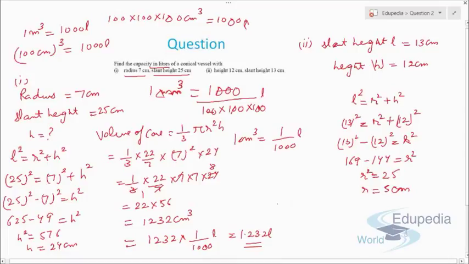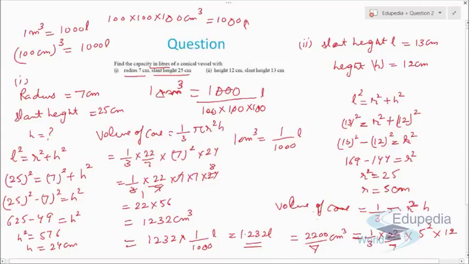Now we can use the formula to find the volume. So volume of cone will be equal to 1/3 pi R square H. So this will be 1/3 into 22/7 into 5 square into 12. So when you solve this, this will come out to be 2200/7 centimeter cube, right? Now if you want to convert into liters, you need to write this as 2200/7 times 1/1000 liters. So when you solve this further, this will come out to be 11/35 liters. So this is how we can use the concepts of conversion of meter cubes to liters and the volume of cone to solve different types of questions.